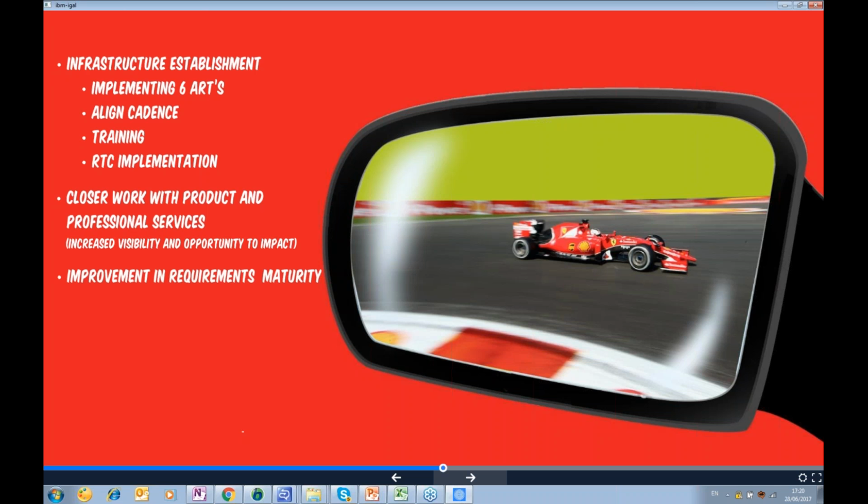We see a lot of improvement in the requirements maturity. We know that it's always an issue that the requirements are either coming late or not mature enough, or both. But now that we're working with the cadence and we have the PI planning, things are coming just on time and much more mature than before.